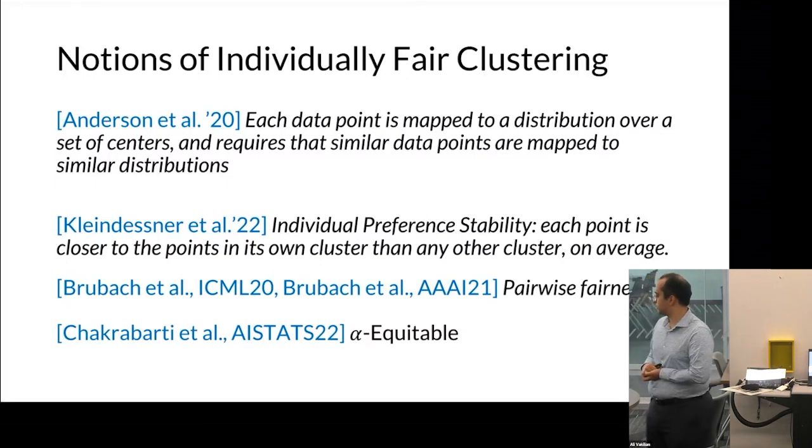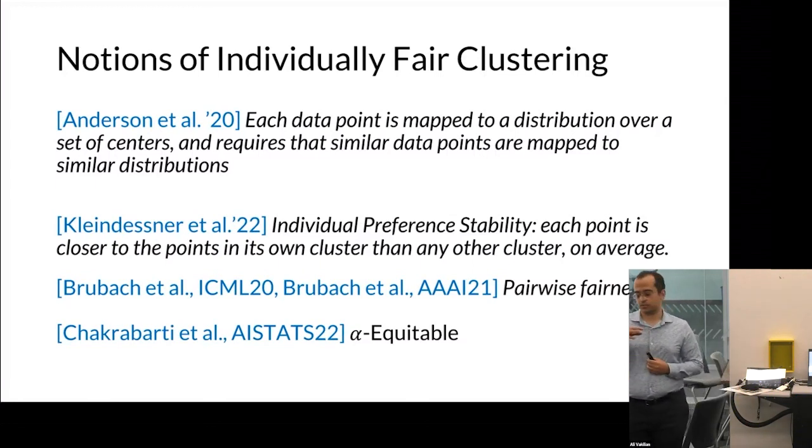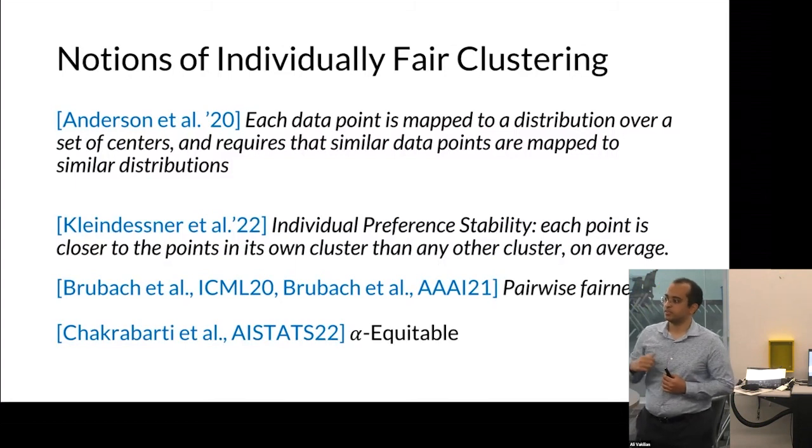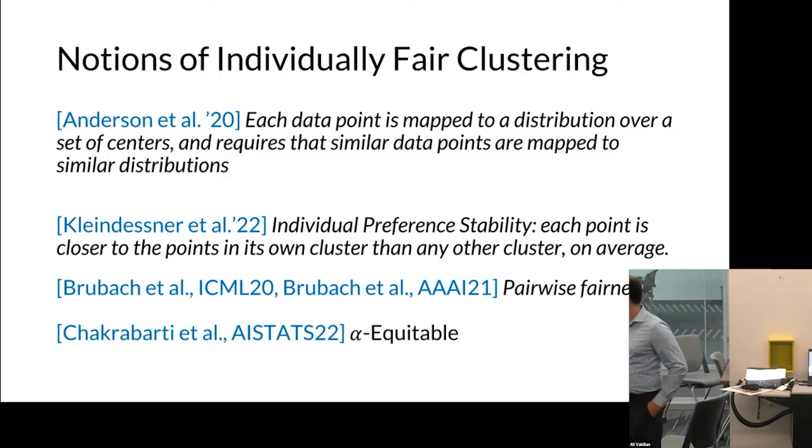Another recent result is called alpha-equitable fairness. Here they assume that each point has some subset of other points in the data set that he or she presumes to be similar to themselves. So suppose I assume, for instance, that this person is very similar to me, then I expect that my clustering cost will be within alpha distance of those sets. This is another type of fairness.